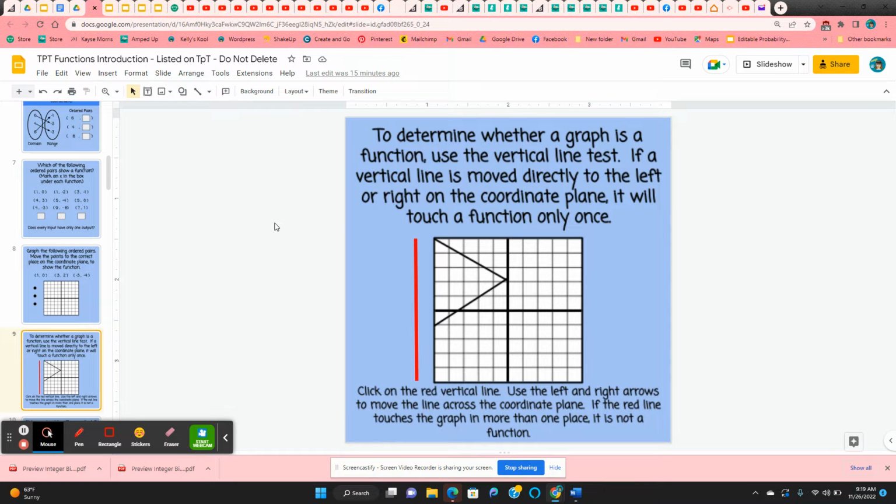And then they're shown the vertical line test, how to determine whether it's a function on a graph. So all they have to do is click on this red line, and then press the right arrow button on their keyboard. And they can see that this is not a function, because it touches the graph twice in 2 different places.